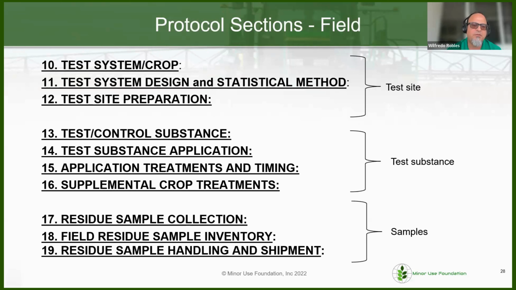So 10, 11, and 12 are more related to the test site. This is where you're going to have a description of the layout of the field plot and how those plots should be arranged in the field. Test system design and preparation. And then the test substance: how you're going to handle the test substance, how you're going to apply those treatments, what rate you're going to use for the test substance. So those are 13 to 16. They always give you some supplemental crop treatments, for example, surfactant.